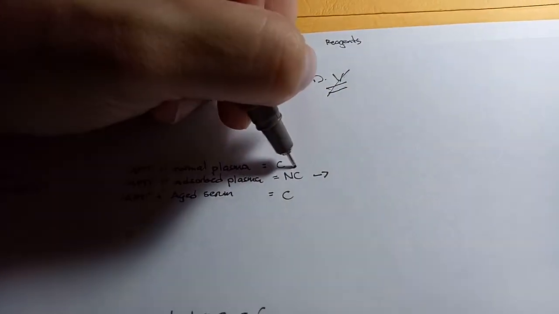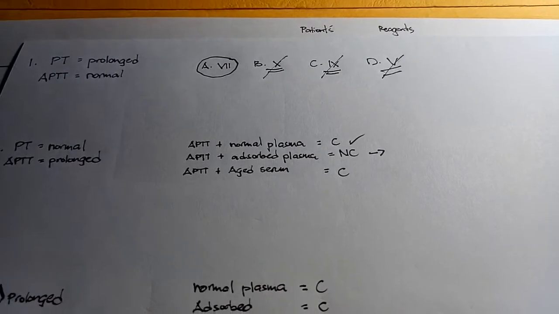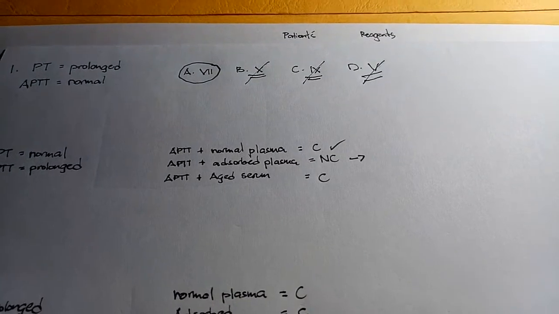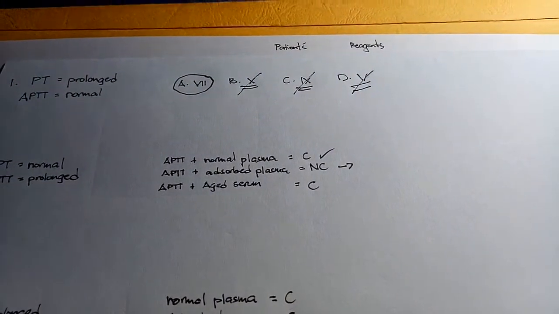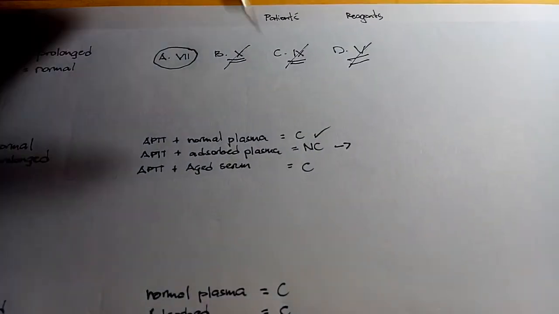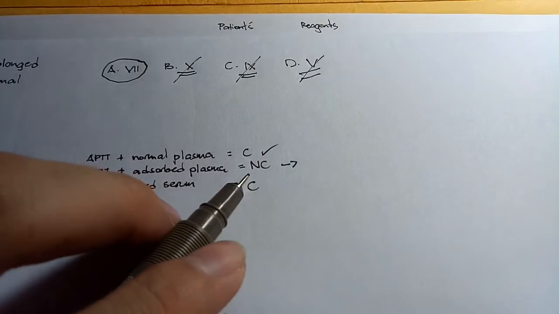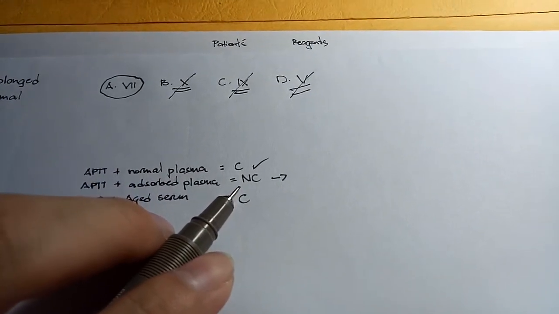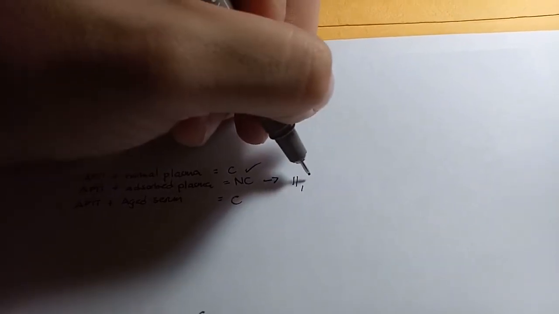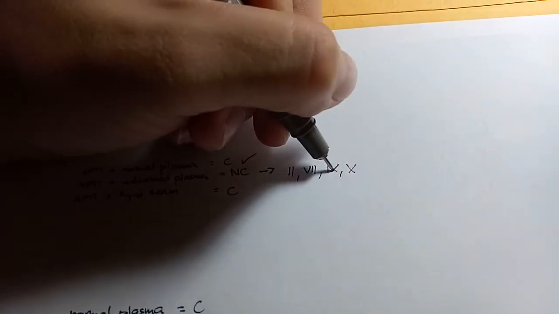Okay? So, APTT plus normal plasma, corrected siya. Bakit corrected siya? Kasi, diniscuss natin kanina na fresh plasma contains all coagulation factors. Okay? Normal or fresh plasma, parehas lang yon. It contains all coagulation factors. Kaya mako-correct talaga yan. Sa adsorbed plasma naman, not corrected siya, di ba? Kasi ang wala sa adsorbed plasma is si factor 2, factor 7, factor 9, and factor 10.